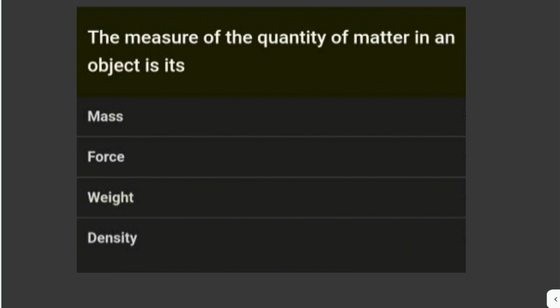The measure of the quantity of matter in an object is its: mass, force, weight, or density. So the answer here is mass, because mass is the amount of matter in an object. It is usually, but not always, that an object with a larger volume has a larger density.